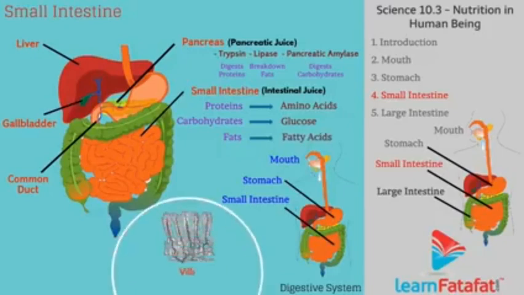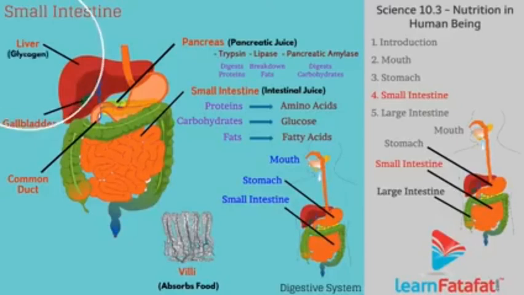The walls of the small intestine have a large number of finger-like projections called villi. Villi absorb the food. It is then carried to other parts of the body by blood. Unused glucose is stored as glycogen in the liver. The unabsorbed food is then sent to the large intestine.